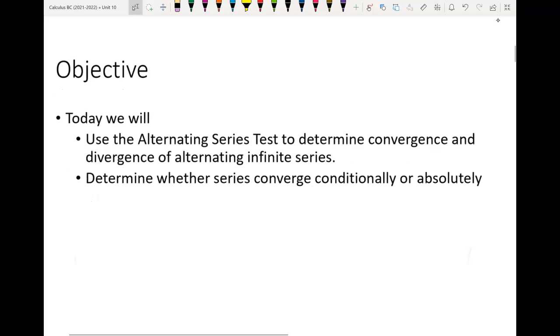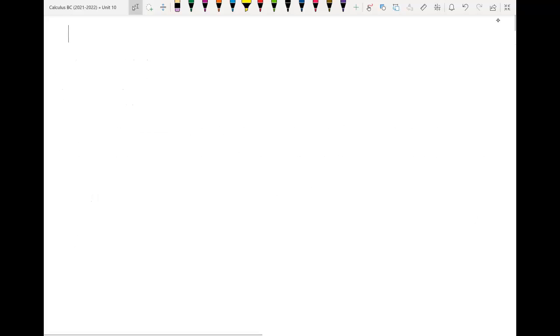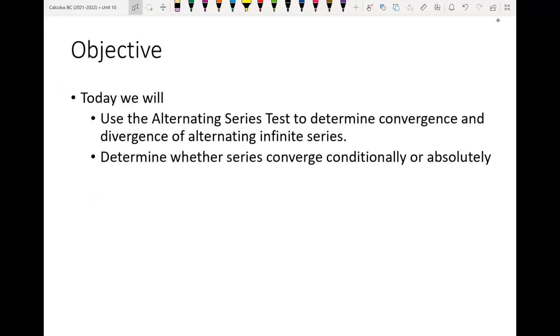So our objective and our task today are going to be two things. Today we're going to be using the alternating series test to determine convergence and divergence of alternating infinite series. And then we're going to determine whether series converge conditionally or absolutely. This last one we can actually use on more than just alternating series, and we'll talk about that when we get to that point. But it definitely applies to our alternating series.